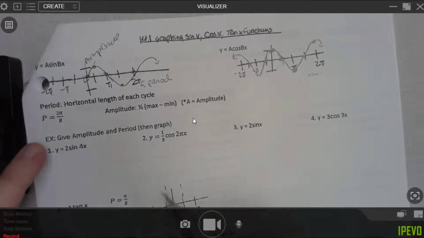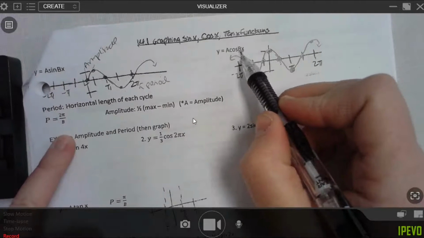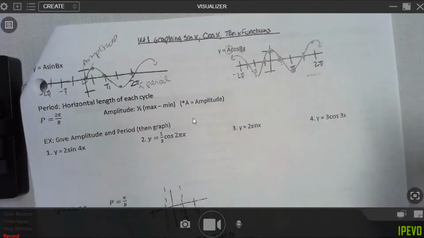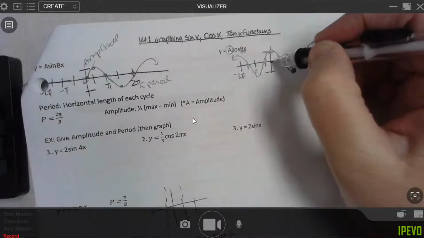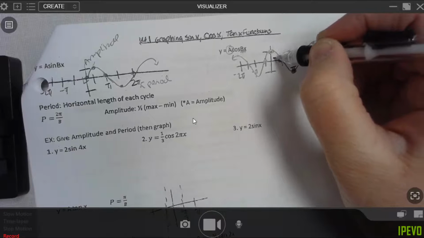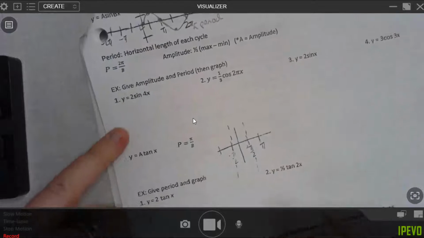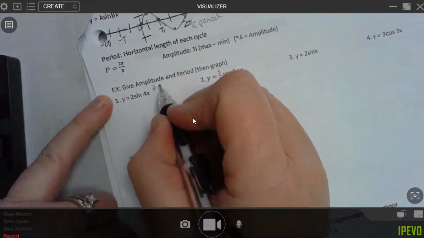So to get your period, it's 2 pi over your b, so whatever your number is right there. Your amplitude is half your max minus your min, and it's just how high. So amplitude is from the middle up. How high is your graph going? So if you go from top to bottom, half of that is called your amplitude. So on here, my amplitude is 2.